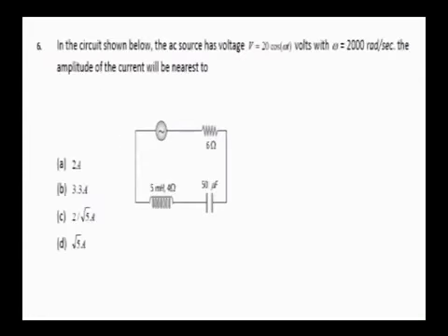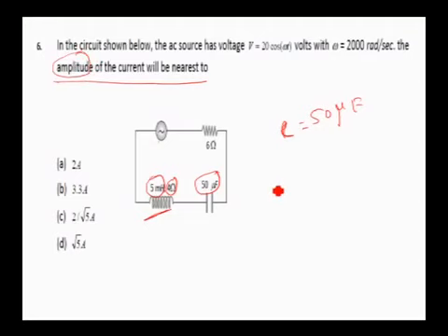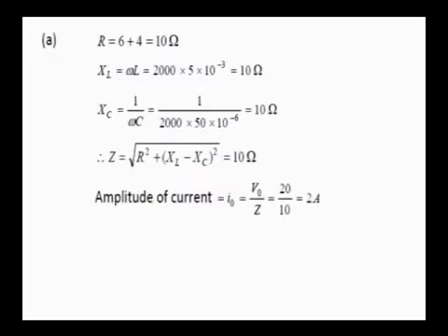Now, we have another circuit: an AC source, a resistance, a coil having inductance 5 millihenry and resistance 4 ohm, and a capacitance of 50 microfarad. That is, C is 50 microfarad. What is the amplitude of current? What do you mean by amplitude? Amplitude is nothing but maximum current, which is I naught. I naught cannot be directly determined. We need to find IRMS first, and after finding IRMS, we can find I naught. Let us see how it is done.